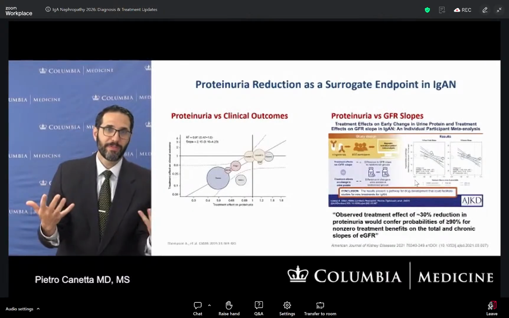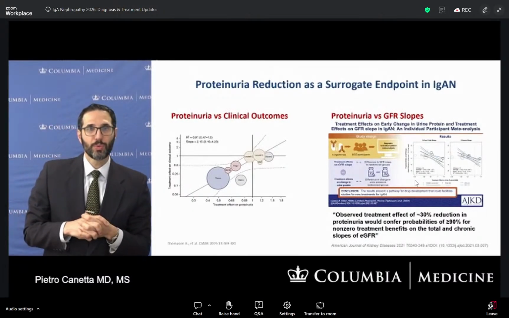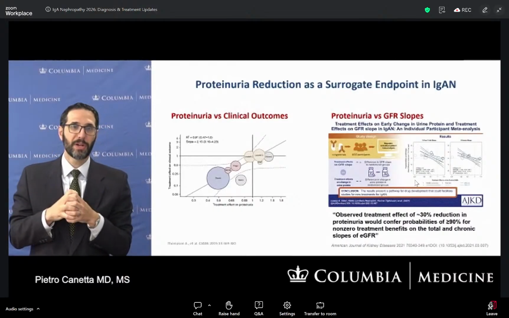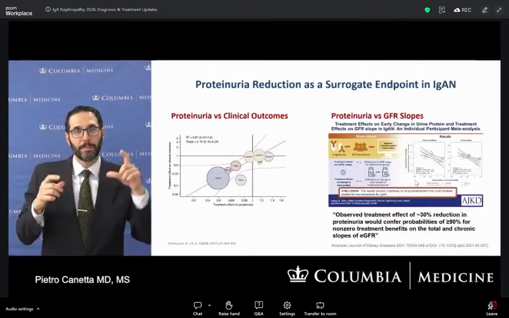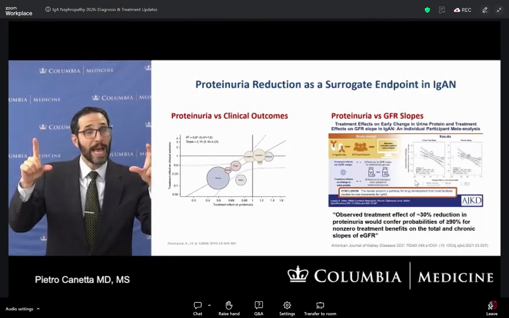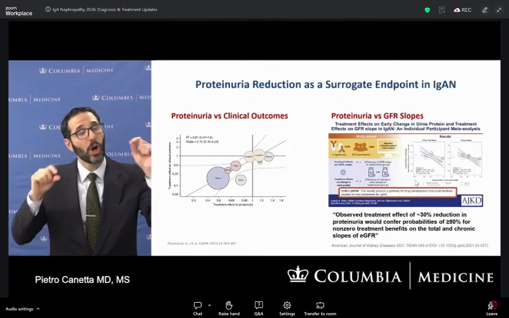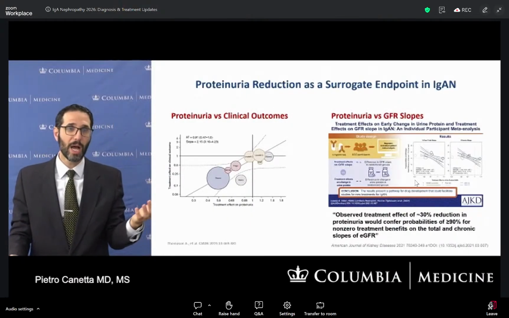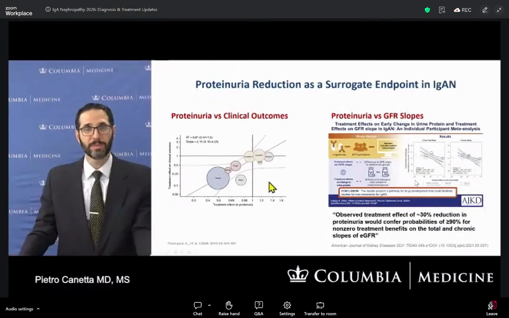And as I mentioned before, for developing drugs, we have proteinuria as a very good surrogate outcome. And the reason is because of this recognition that proteinuria is associated with outcomes, yes, but changes in proteinuria are also associated with changes in outcomes. So it works not just prognostically, but it's associated with outcomes as well.